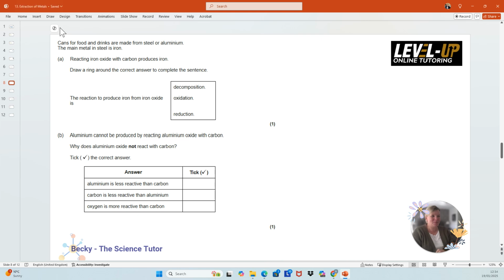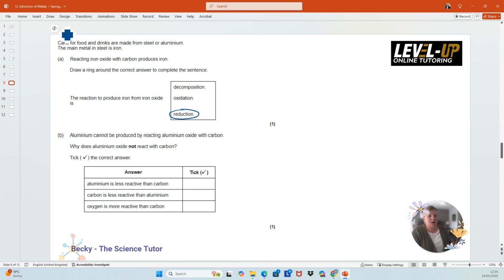Okay. Cans for food and drinks are made from steel or aluminium. The main metal in steel is iron. Reacting iron oxide with carbon produces iron. And again, it's asking us what type of reaction is this? It is a reduction reaction.